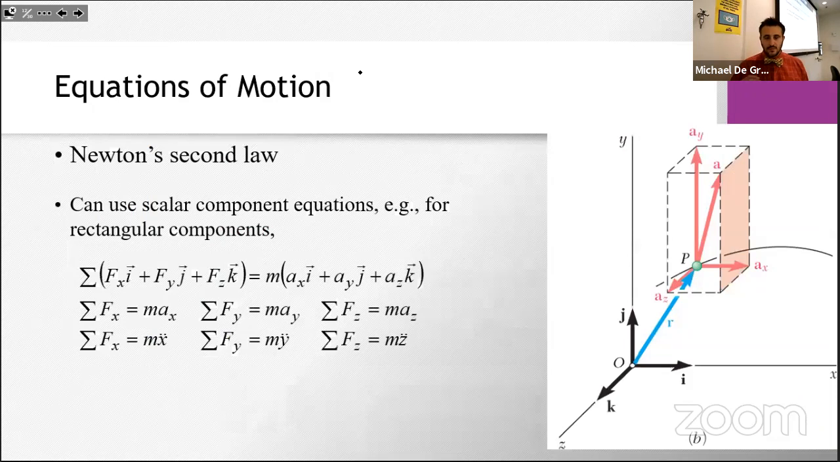All right. So what about equations of motion? This is where we're tying this back now to Newton's second law. So Newton's second law, the sum of the forces is equal to mass times acceleration, which is also just the time derivative of our momentum. Okay. So we can use scalar component equations, which we'll call rectangular components, to describe Newton's second law.